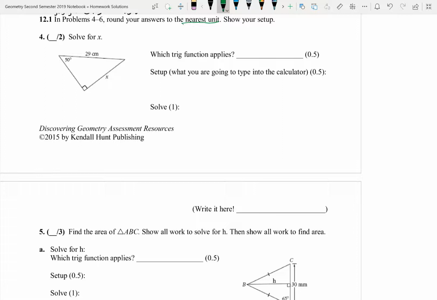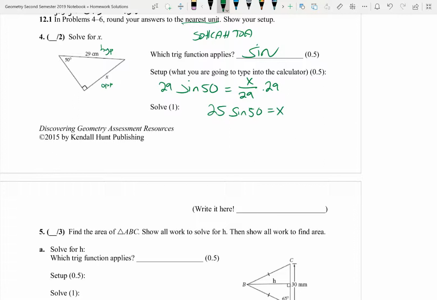Well, for the 50-degree angle, this is the opposite leg, and this is the hypotenuse. So if you recall with SOHCAHTOA, opposite leg hypotenuse is sine. And the setup would be sin 50 equals opposite over hypotenuse. And then you go ahead and multiply both sides by 29. And 29 sin 50 is equal to x.